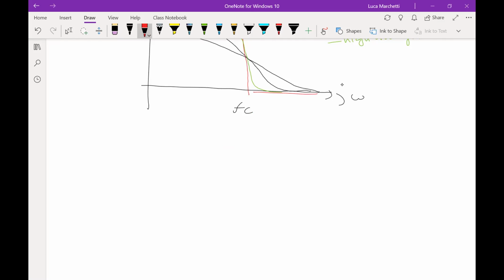Let me read one. Someone asked if we change the resistance and the capacitance in the low pass filter, does it become a high pass filter? Yes, that's correct, Andreas.